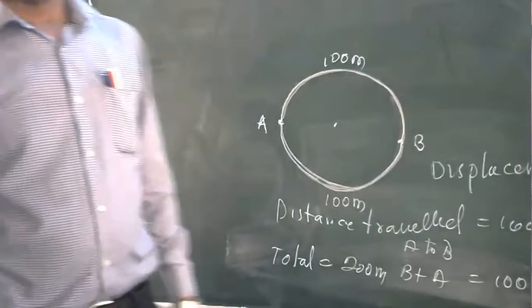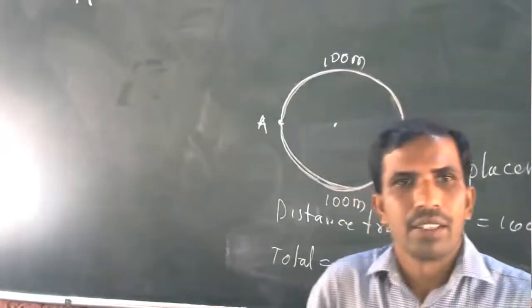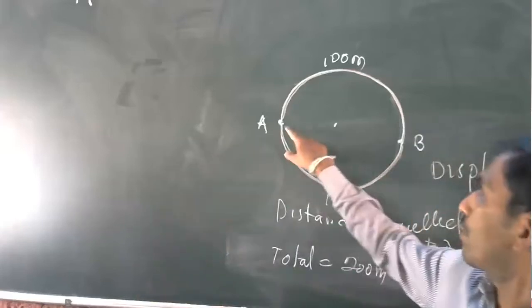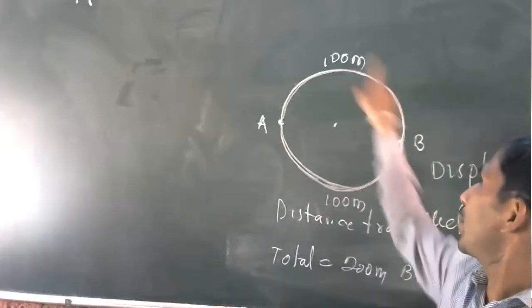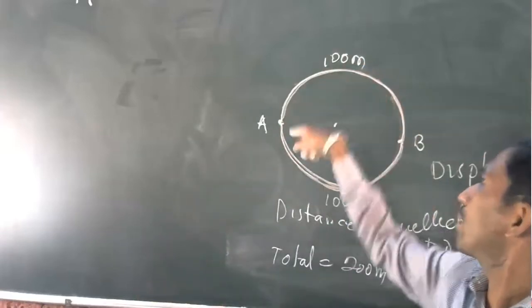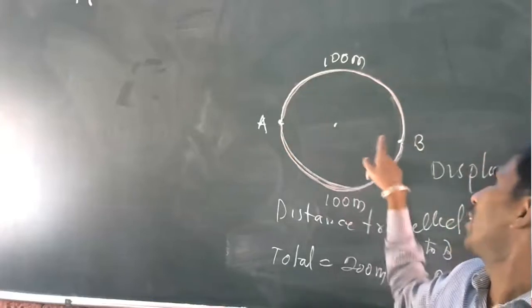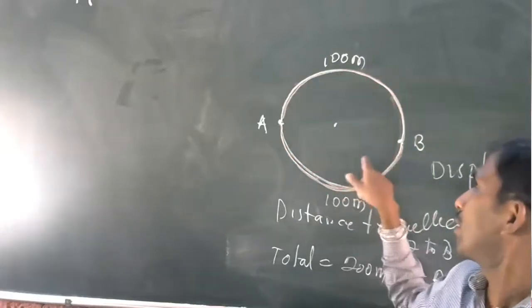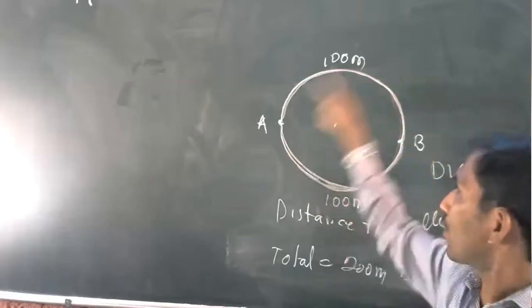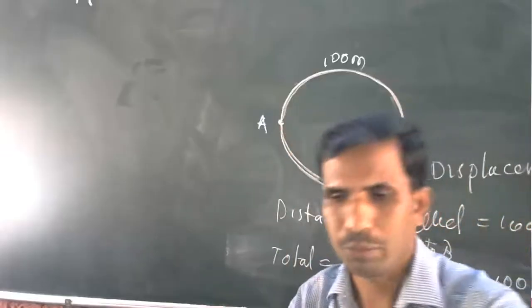Understood? So here, say from A to B he went, then B to A. Take 100 meters. He is traveling in a circular path and coming back to the same position.